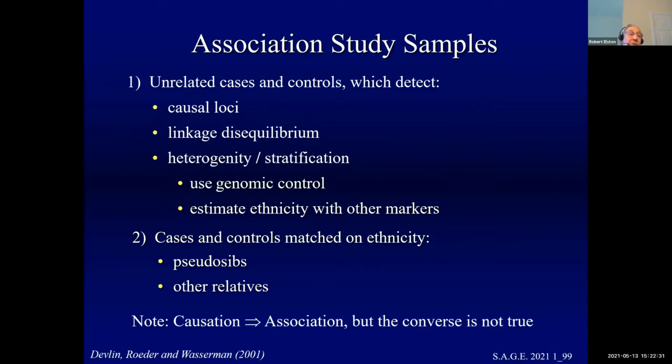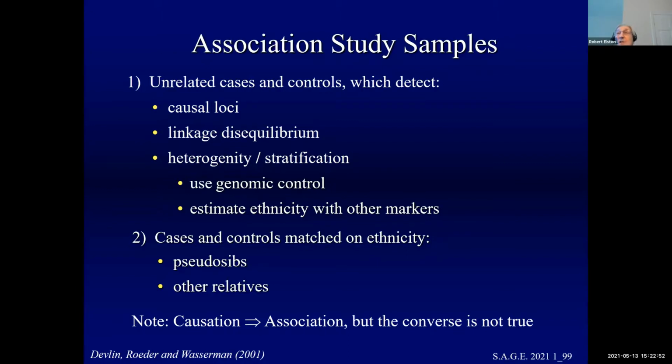Important that, and by the way, if you read the paper down the bottom here, Devlin, Roeder, and Wasserman, they will explain genomic control in it. The whole point is that causation implies association, but the converse is not true. It doesn't go the other way.